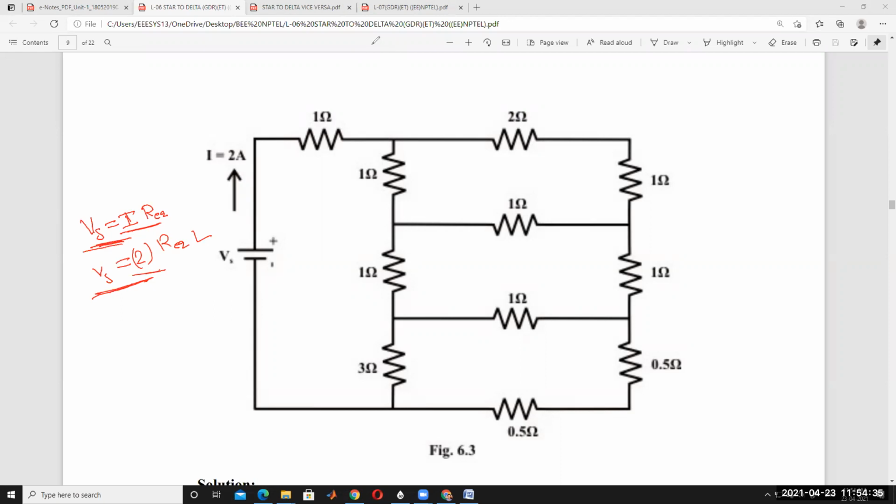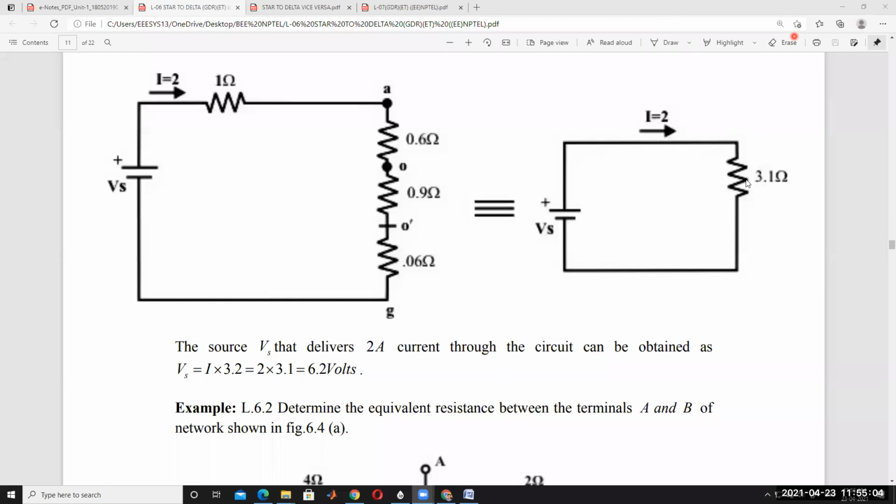Simplify the circuit by using star to delta and delta to star transformation technique, and multiply with current I, then we will get the voltage Vs. That's called source voltage. Understood? So this R equivalent is 3.1. Okay, R equivalent is equal to 3.1. And then what is the source voltage? Vs is equal to I into R. That is, 2 amps current into this 3.1 gives the voltage Vs as 6.2.